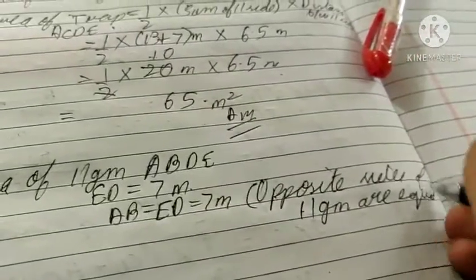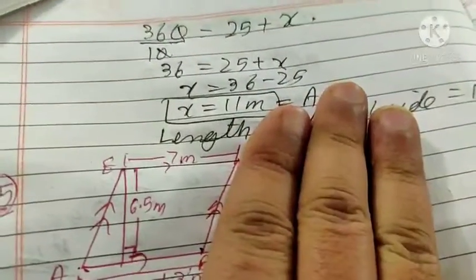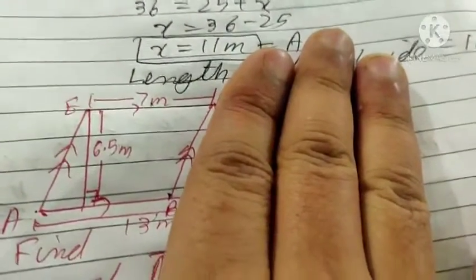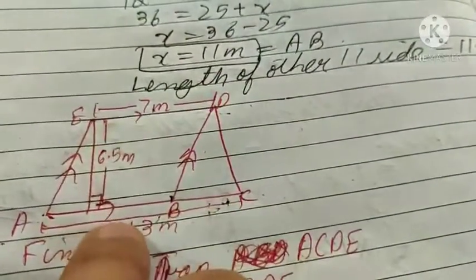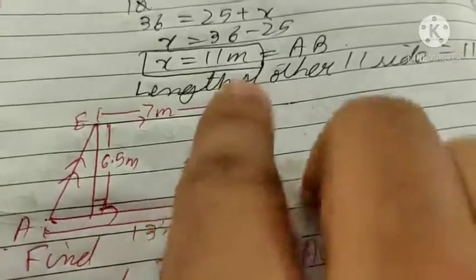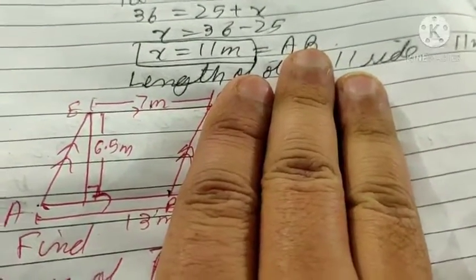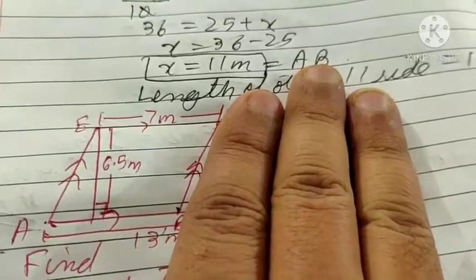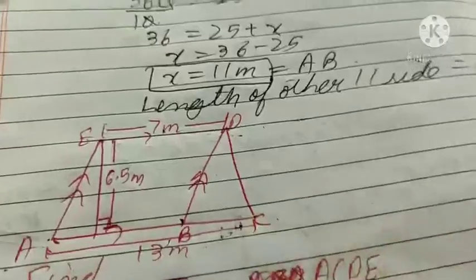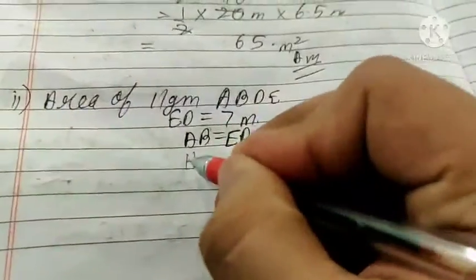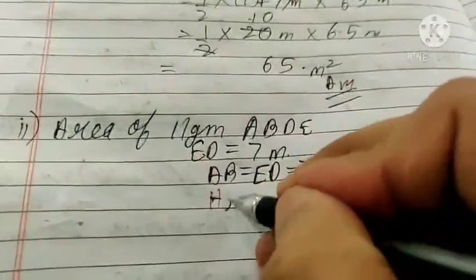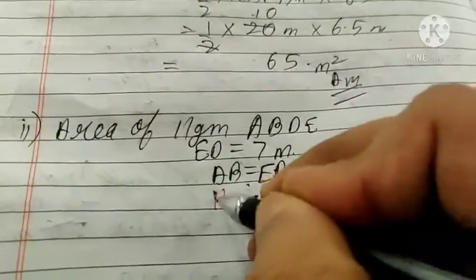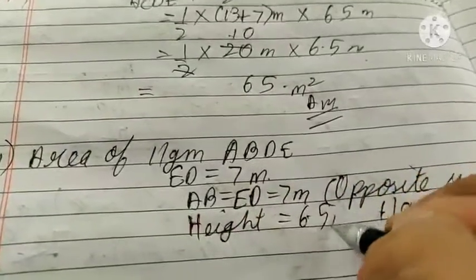How can we say that it is a parallelogram ABDE? A parallelogram has a property that its opposite sides should be parallel. This side has a symbol of parallel with this, and this side has a symbol of parallel with this. So opposite sides are parallel, which proves that it is a parallelogram and opposite sides are equal. If ED is 7, then AB will also be 7. So here the height is 6.5 meters.